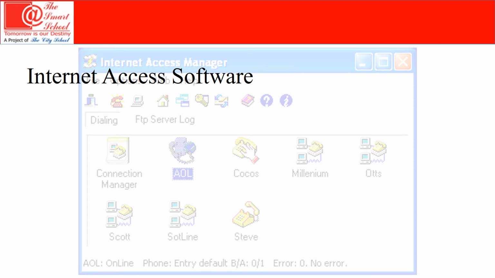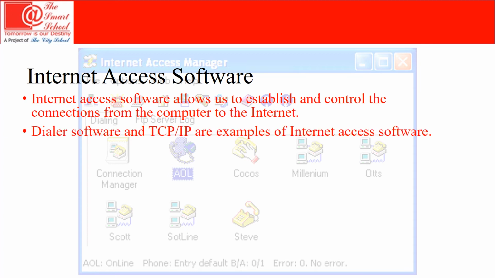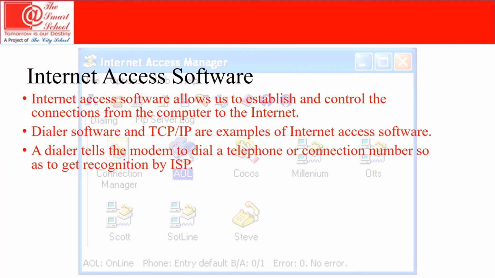Students, now let's see what is an internet access software. How do you get connected to the internet? Yes, internet access software allows us to establish and control the connection from the computer to the internet. Dialer software and TCP/IP are examples of internet access software. A dialer tells the modem to dial a telephone or a connection number so as to get recognized by the Internet service provider such as PTCL.